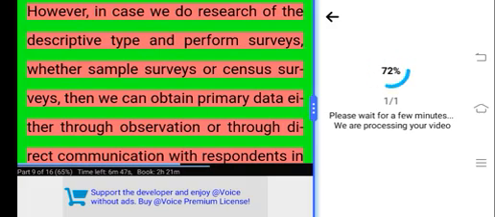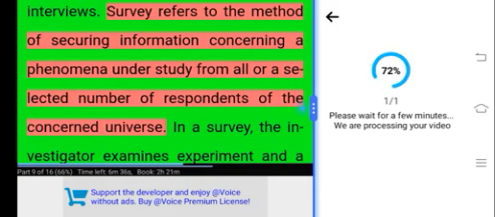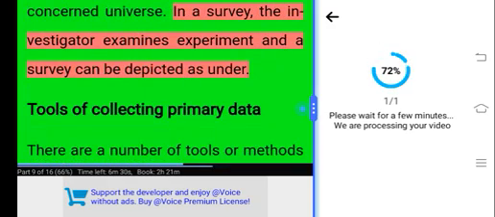Once we do research of the descriptive type and perform surveys, whether sample surveys or census surveys, then we can obtain primary data either through observation or through direct communication with respondents in one form or another or through personal interviews. Survey refers to the method of securing information concerning the phenomena under study from all or a selected number of respondents of the concerned universe. In a survey, the investigator examines the phenomena.